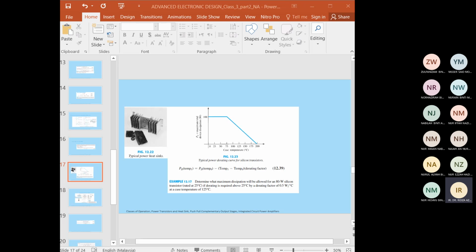Okay, so in mathematical terms, we can calculate the power derating temperature by PD temp 0 and PD temp 1. It is the maximum power dissipation at the temperature specified, and the derating factor is the value given by the manufacturer in the unit of watt or milliwatt per degree temperature.